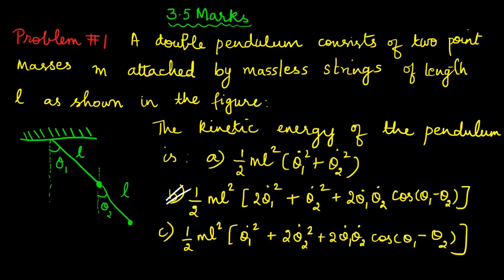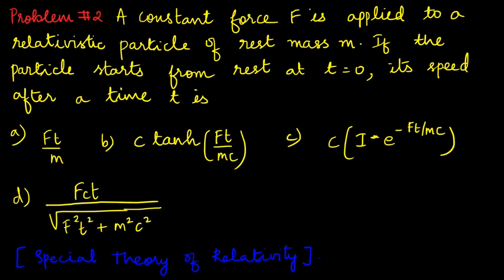So I hope you understand this problem. So let us see our problem 2, which is from special theory of relativity. Here a constant force F is applied to a relativistic particle of rest mass m. If the particle starts from rest at t equal to 0, its speed after time t is what? So we have to find the speed, which is v.